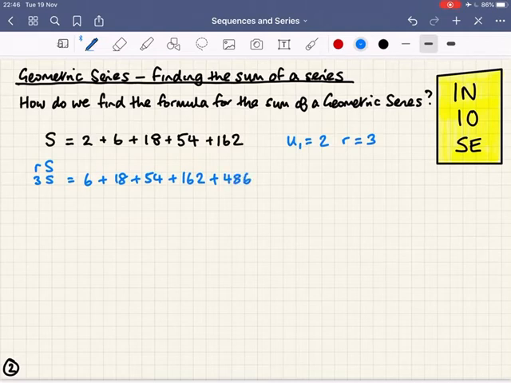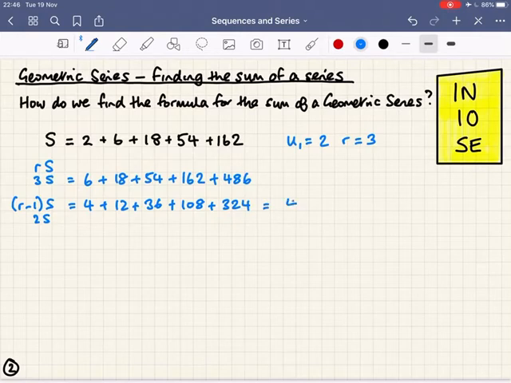Now I'm going to subtract the top line from the bottom. So 3S take away S gives me 2S, in other words it gives me r minus 1 lots of S, where r is 3, minus 1, so 2S. This time I'm subtracting: 6 take away 2, I get 4, then I get 12, then 36, then 108, and then finally 324. If I add all of those up, I get the total of 484. Now that doesn't look anything interesting. r minus 1 lots of S is equal to 484. But where does that 484 come from?